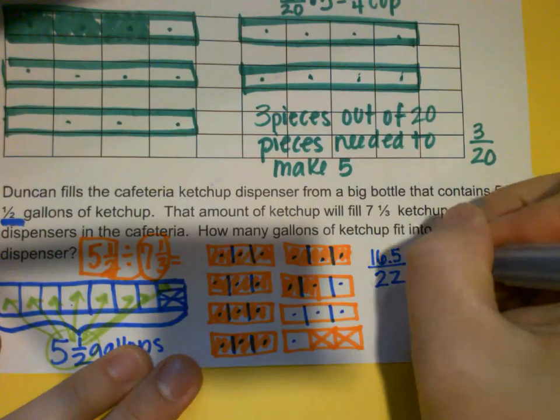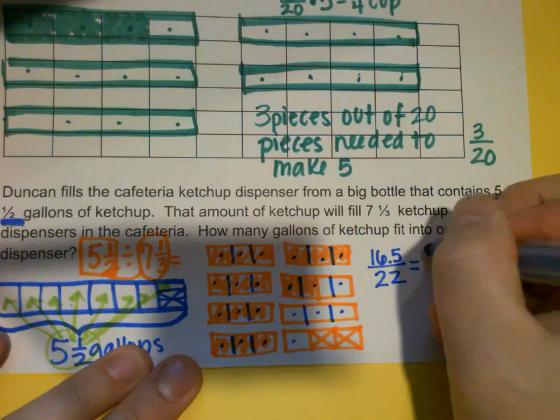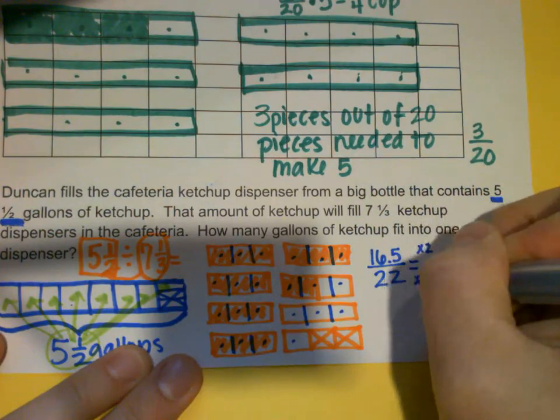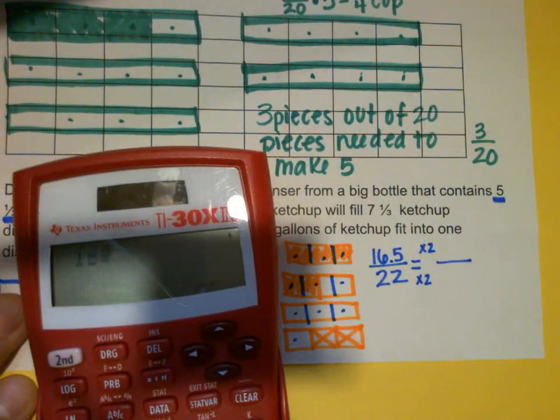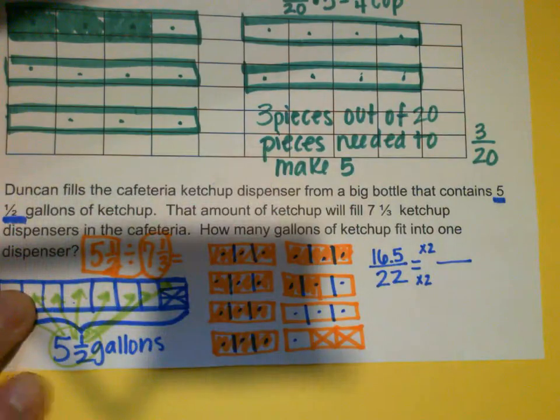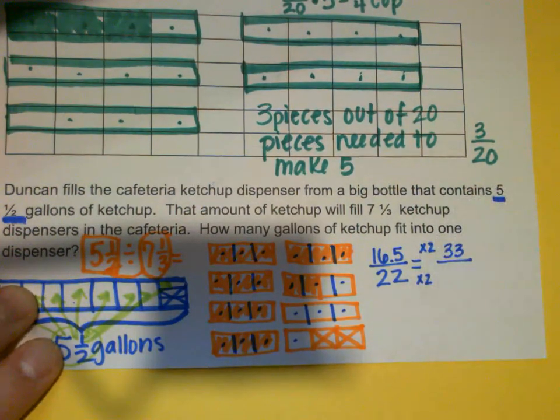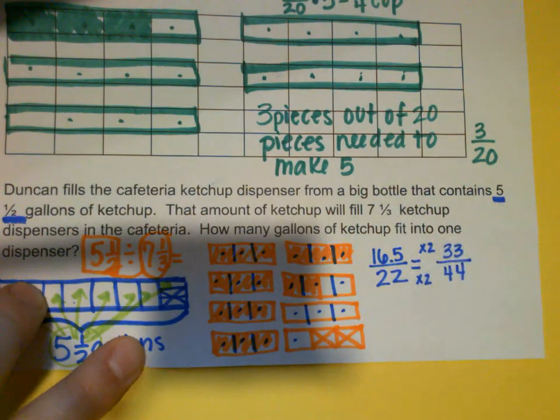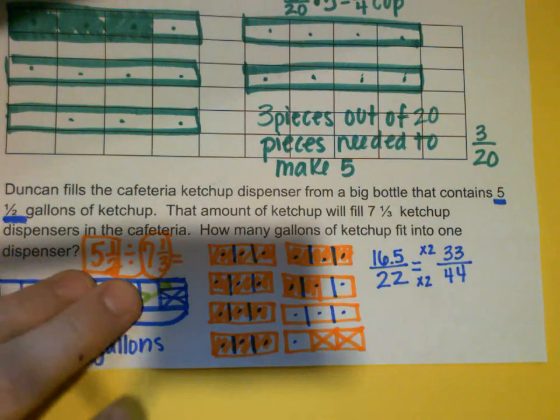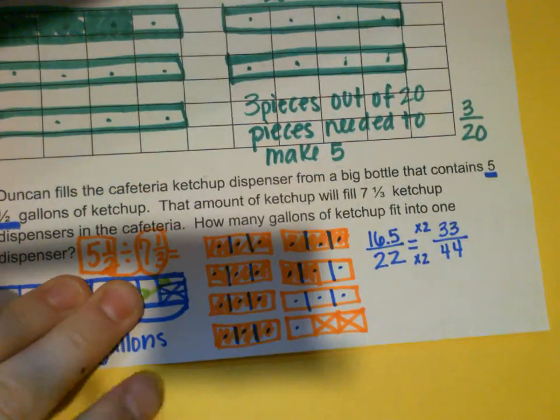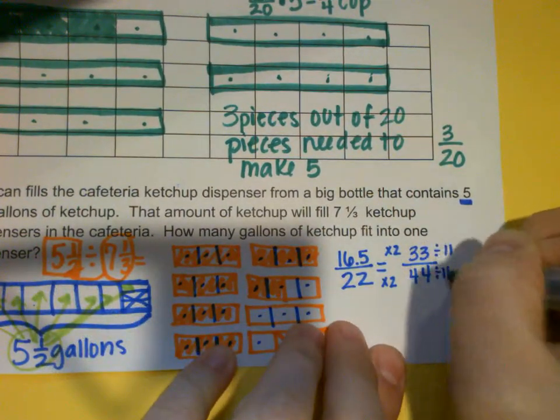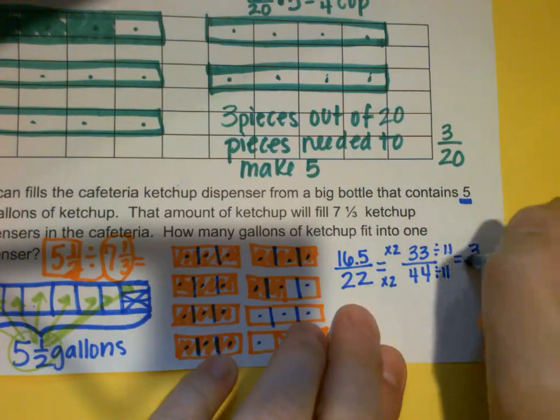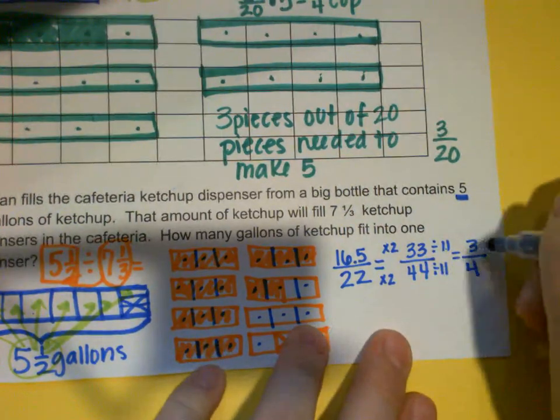Well, let's figure out how much that is. I'm going to double both of these, so I'm going to times by 2 so I can get rid of my half. So let's see what 16 1/2 times 2 is. So 16.5 times 2, 33. And then 22 times 2 is 44. Perfect. So I know when I see double-digit numbers that I can divide by 11. So that's divided by 11, divided by 11. 33 divided by 11 is 3. 44 divided by 11 is 4.